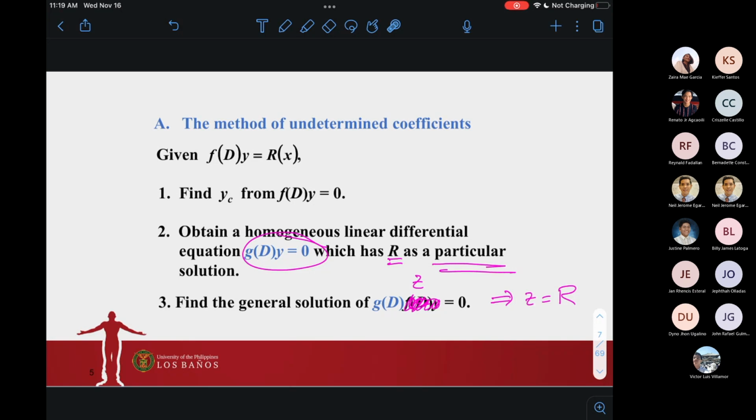Alright? So, ibig sabihin lang nito, pero ano nga ba si Z? Si Z ay tinago ko lang na F of D applied to Y. So, ibig sabihin, si F of D applied to Y, which is our Z, tinago ko kanina sa pangalan na Z, so dapat si F of D applied to Y, which is our Z, dapat equal siya kay R, which is basically what we wanted to solve. Okay? Now, medyo mano yung proseso, pero this will become clearer when we look at a particular example.